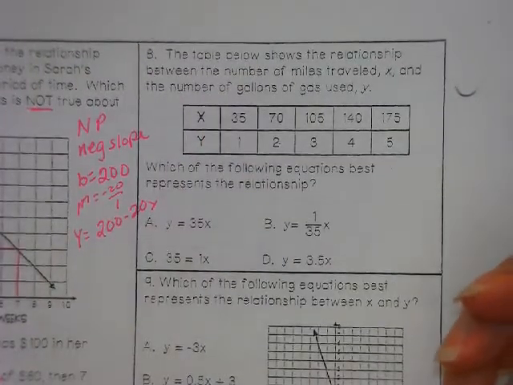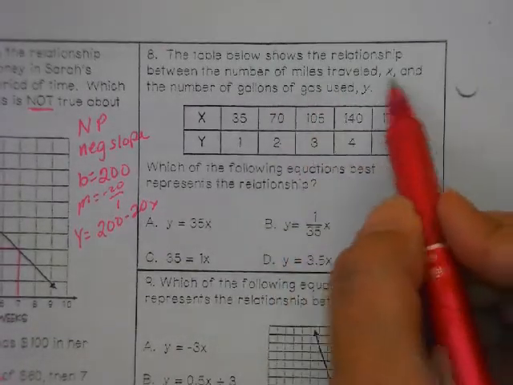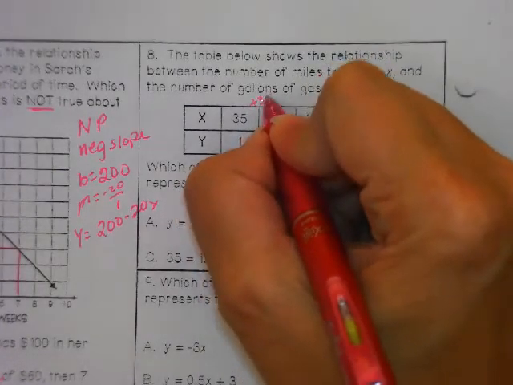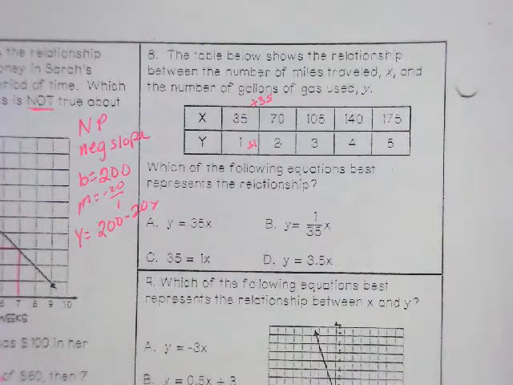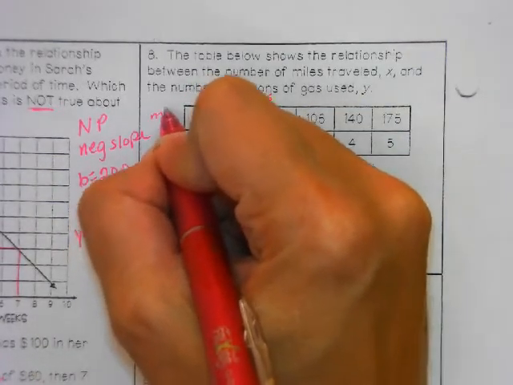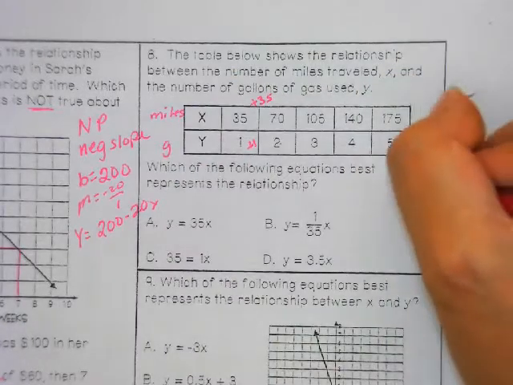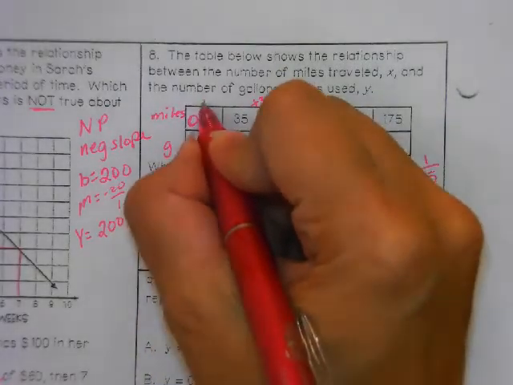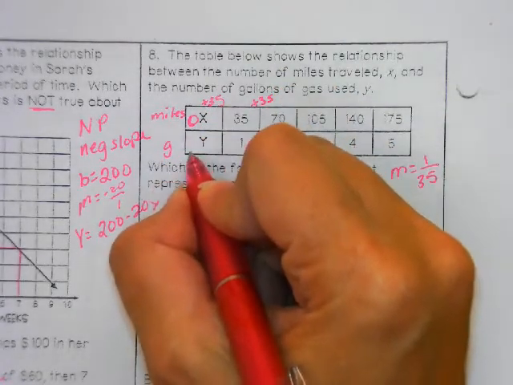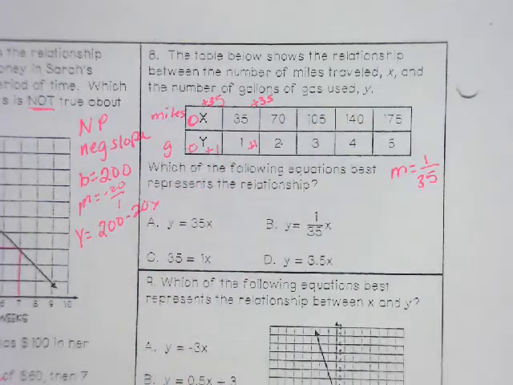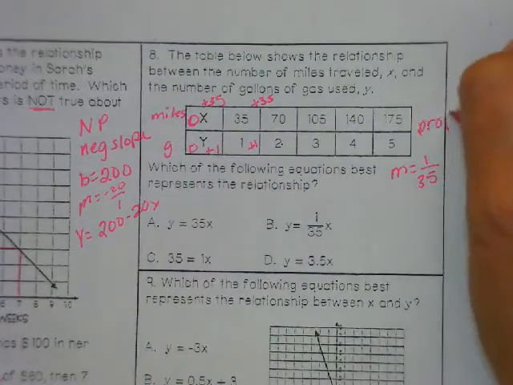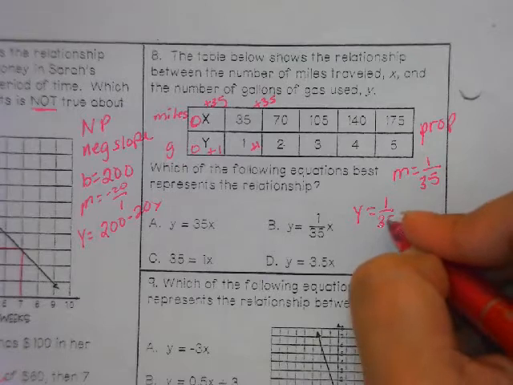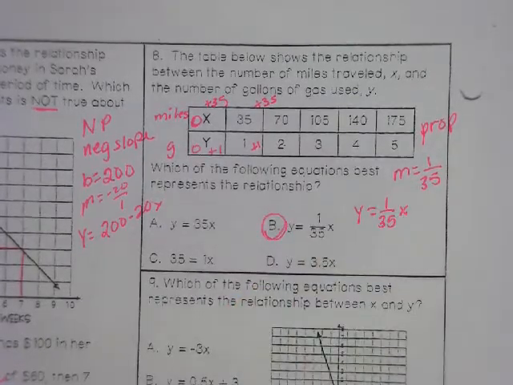I almost missed it. The table below shows the relationship between the miles traveled and the number of gallons. Which of the following represents the situation? All right, so we're adding 35 for every one. So you know this is gallons and this is miles based on what it says up here. So our slope is 1 over 35. If we worked backwards to 0, 0 plus 35 is 35. 0 plus 1 is 1. So this is proportional. So we're not going to add or subtract anything. So y equals 1 over 35x, which is B.